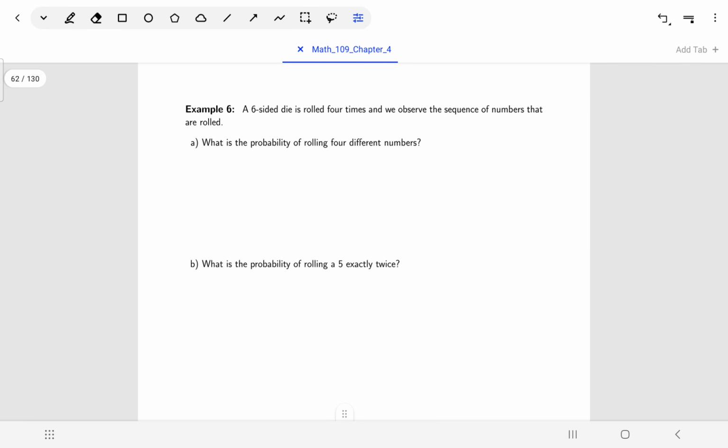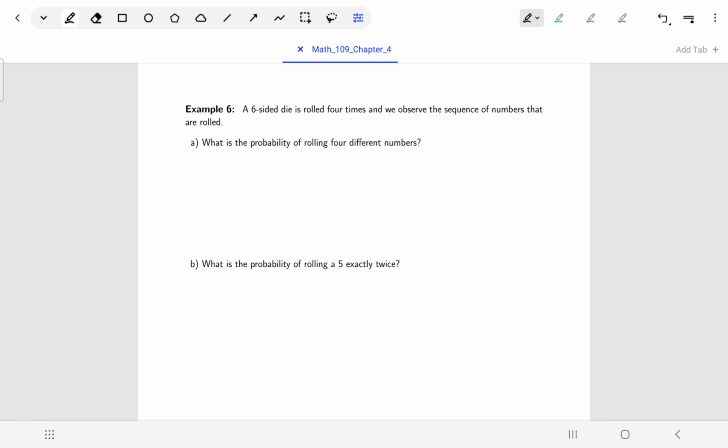Okay, for this example, we're rolling a six-sided die 4 times, and we're noticing the sequence of numbers. When I say sequence, that means the order that we see these things matters, because rolling a 1 and a 2 and a 3 and a 4 is different than rolling a 4 followed by a 3 followed by a 2 followed by a 1. Those would be different sequences.